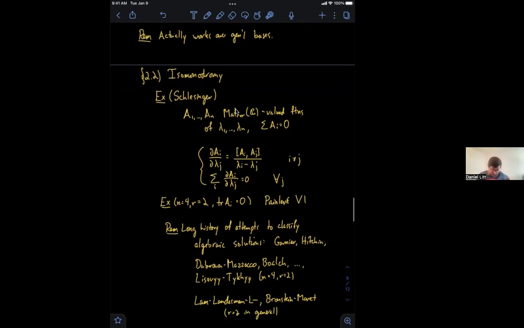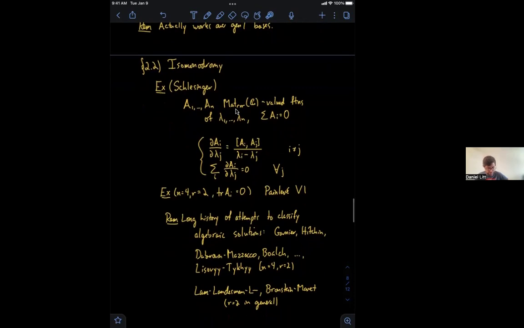And then in the case of more general Schlesinger systems, so still when R is 2, but n arbitrary, there's now a complete classification of algebraic solutions obtained in joint work of myself with Lam and Landesman, and then there was one remaining case we left open that was finished by Bronstein-Murray last year. So we now know all the algebraic solutions to the system when R is 2. I think it's a very interesting and probably very difficult open problem when R is 3.